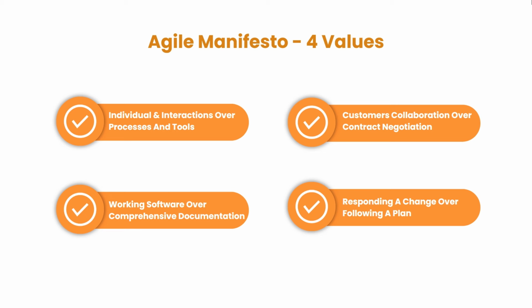Then responding to change over following a plan. If a change comes your way during project management, then we have to respond. We don't say okay, we have to go with this phase, go back to the previous phase, make some changes, take the sign off again and then come back. No, if there is a change, respond to that change, talk to the customer, capture the requirement, understand the priority, and bring it into the line, and that is what responding to change. So these are the four values followed by the agile project management style.